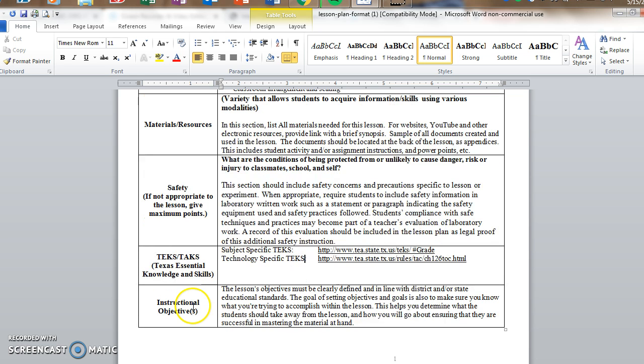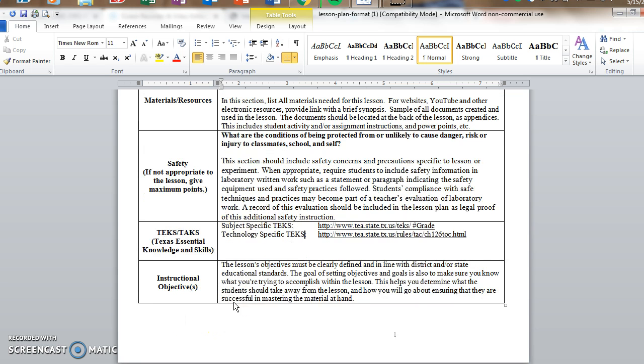Moving on to instructional objectives. The lesson objectives must be clearly identified in line with district and/or state educational standards. The goal of setting objectives and goals is also to make sure you know what you're trying to accomplish with the lesson. This helps you determine what the students should take away from this lesson and how you will go about ensuring that they are successful in mastering the material at hand. So this is where you want what is your goal for the lesson plan, essentially.